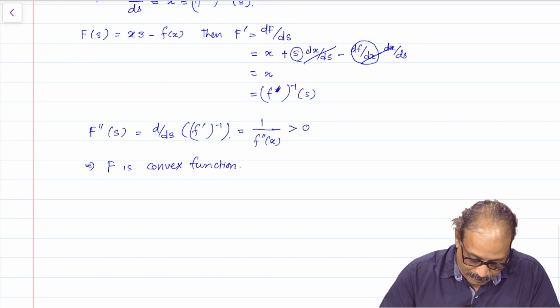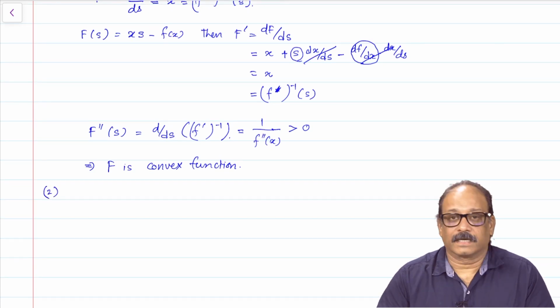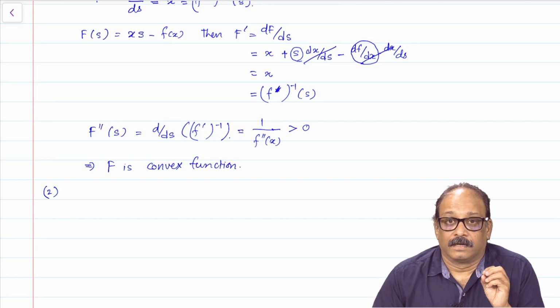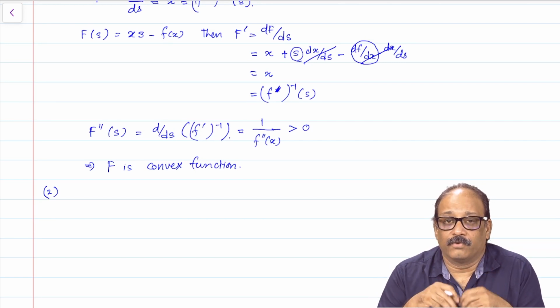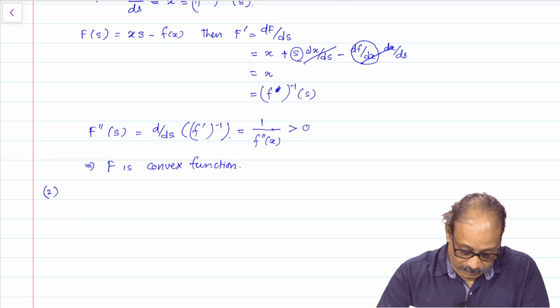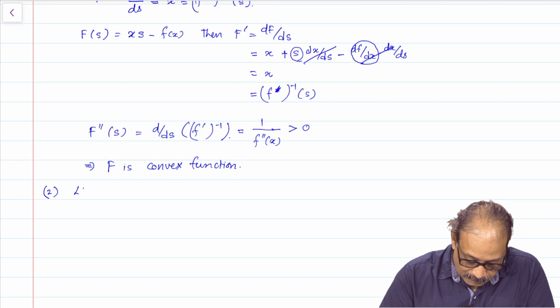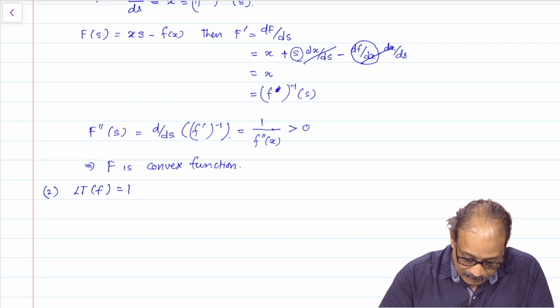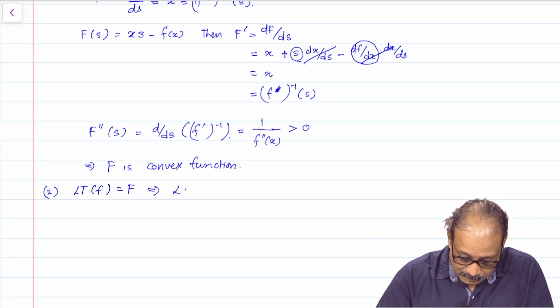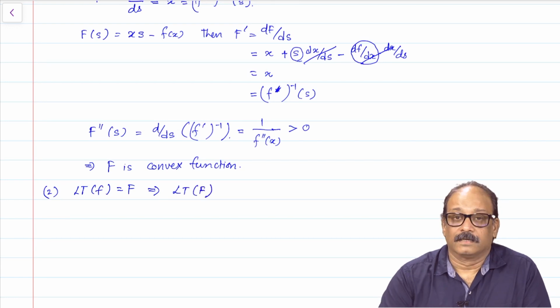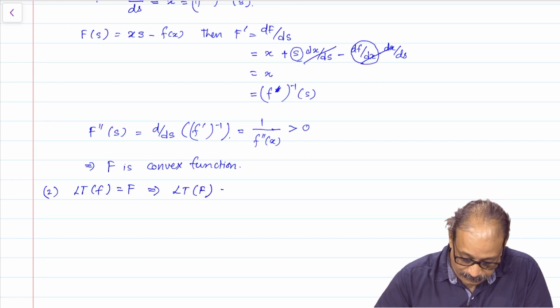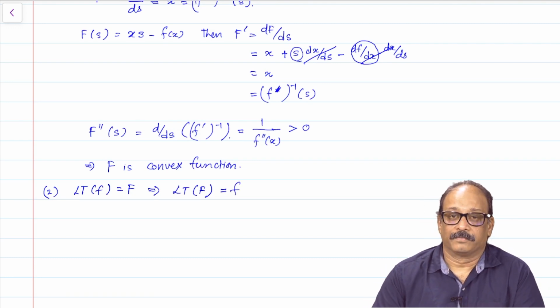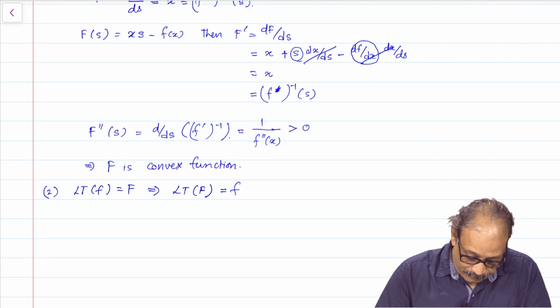Okay. Now, second property. The second property is that the Legendre transform is involutive, that is, it is its own inverse. So, if I take the transform of f, which is F, then the transform of capital F will be small f. Okay. This is what we want to prove.